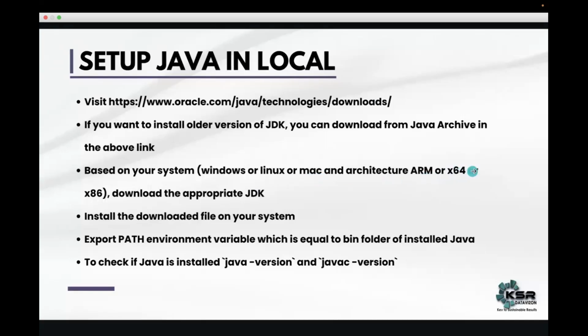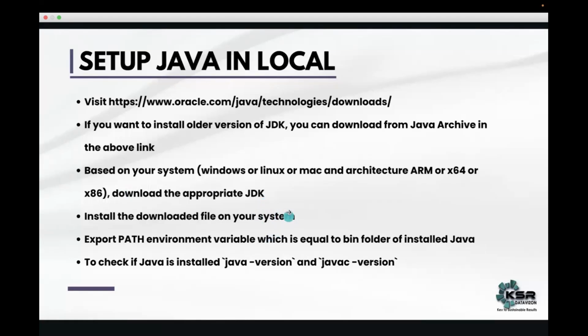Based on your system, Windows or Linux or Mac, and also the architecture is important. There's ARM architecture, there's x64, there's x86. There are different architectures for your machines. You have to download the appropriate JDK, so check which JDK you need and download it. Now install the downloaded file on your system. If it is a .dmg file for Mac, just click on it, open it, install it. Similarly, if it is an .exe file for Windows, you can just download it.